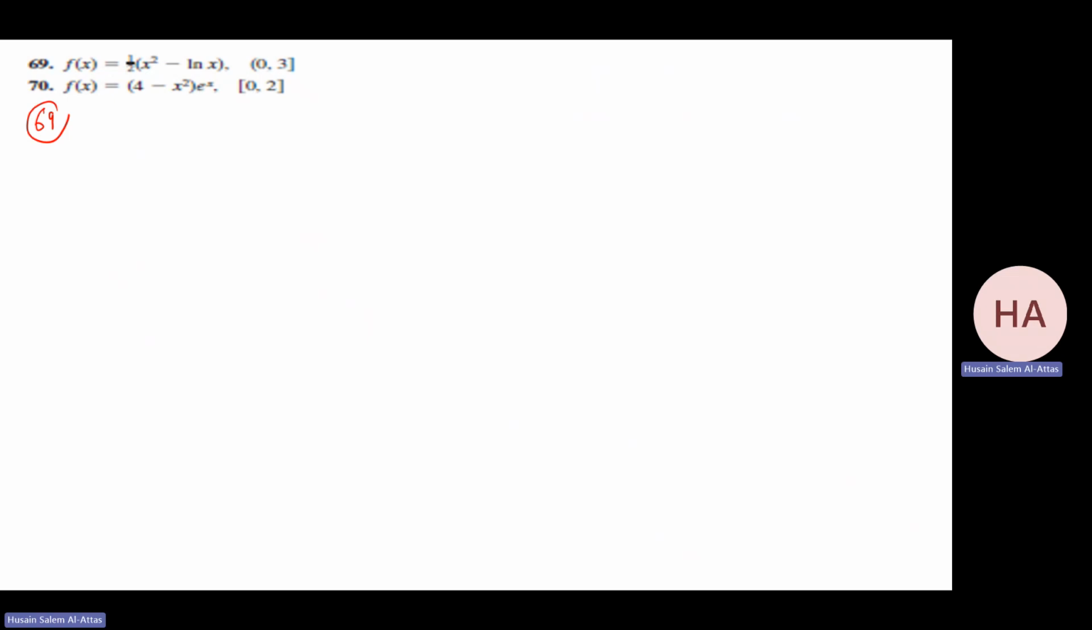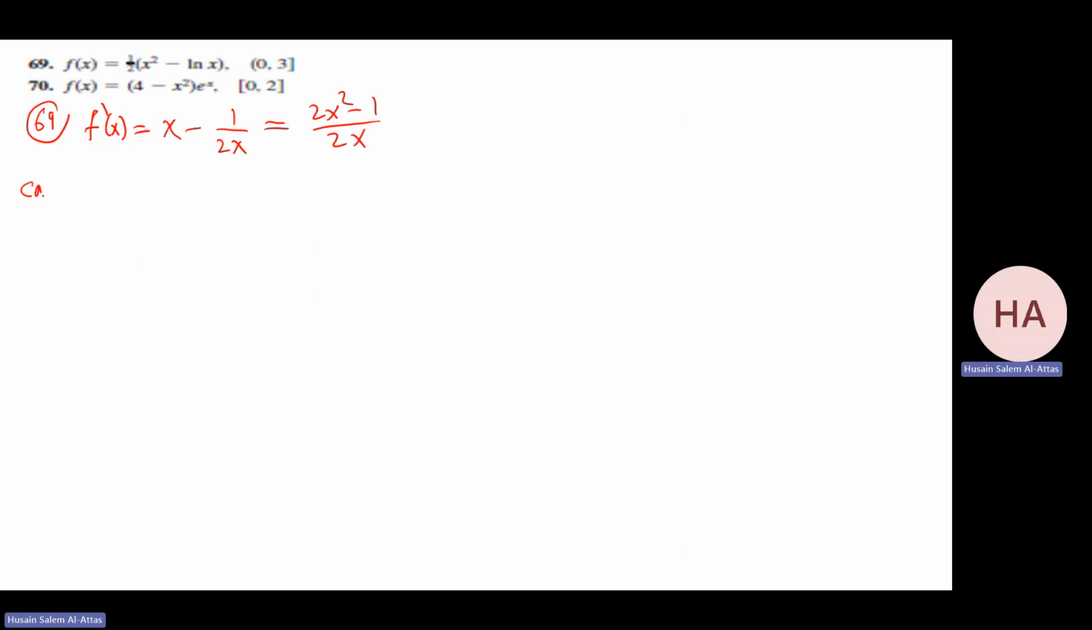He gave a specific interval from 0 to 3. What you will do, f prime will be what? We have x squared, that is x minus 1 over 2x. In other words, it's 2x squared minus 1 over 2x. Okay.